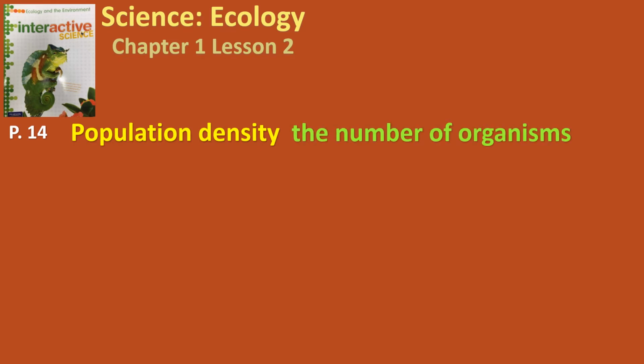All right, so when we talk about page 14, then we have what's called population density. So population density is the number of the organisms, but not just that. It's divided by the area that's there. So if I take a 10-acre wood and I have 500 rabbits, then I have to take the 10 acres divided into the 500 rabbits, and that tells me about how many rabbits there are per acre.